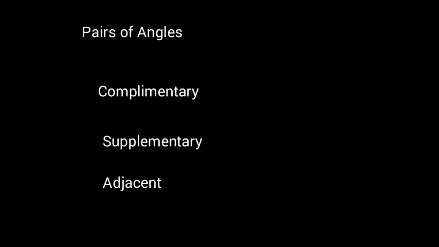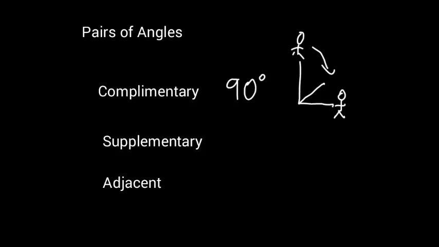Alright, today we're going to talk about pairs of angles. So our first one is complementary angles. Complementary angles are angles that add up to 90 degrees. The way I think about this, you think about a 90-degree angle. You have a person here and a person here. This person can call out to this person and give them a compliment. So any two angles that add up to 90 degrees.